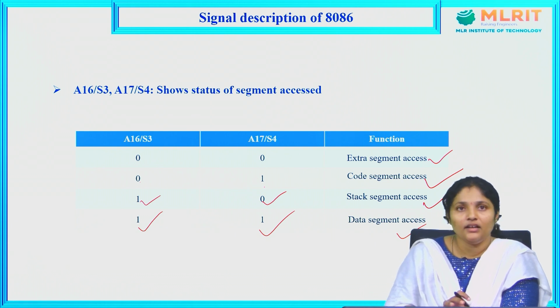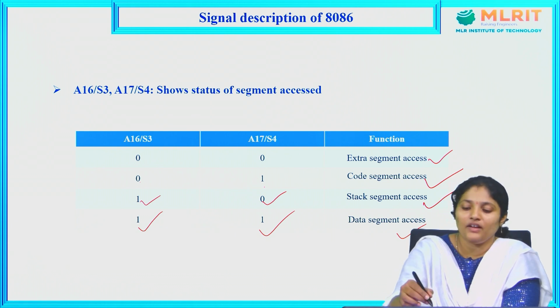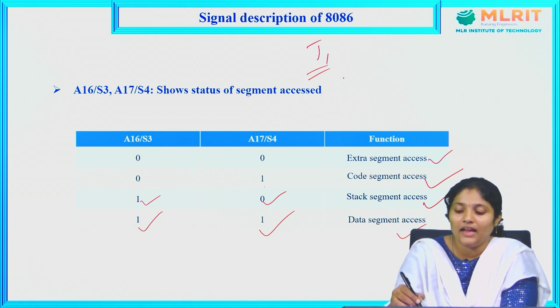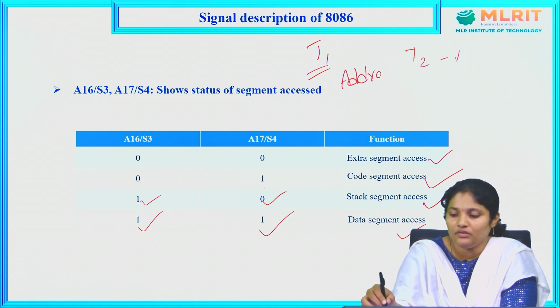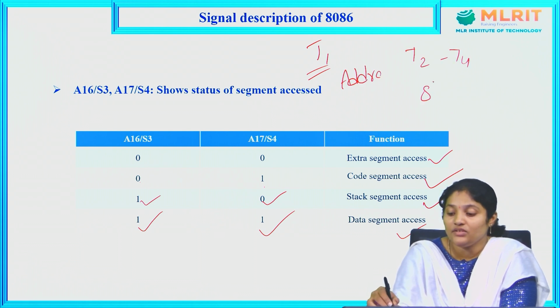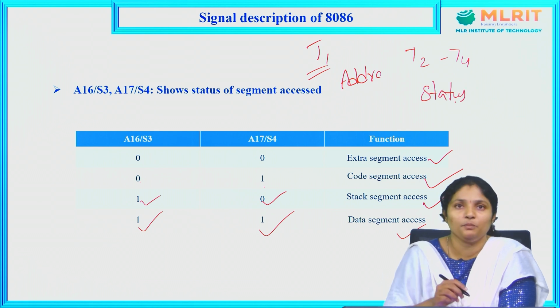So this is the status line. Out of the first clock cycle, the address will be provided here, and in the remaining T2 to T4 clock cycles, the status will be provided through the pins.